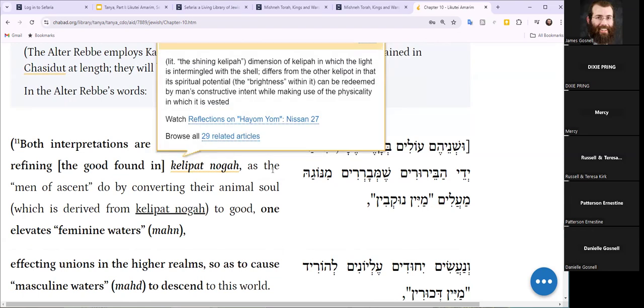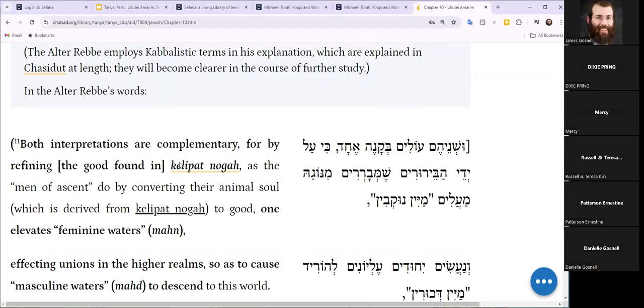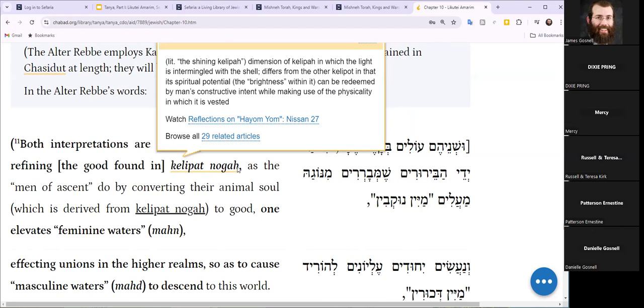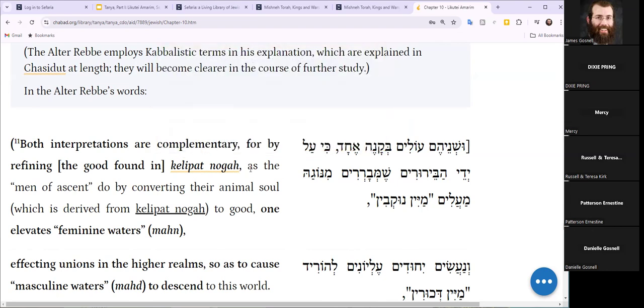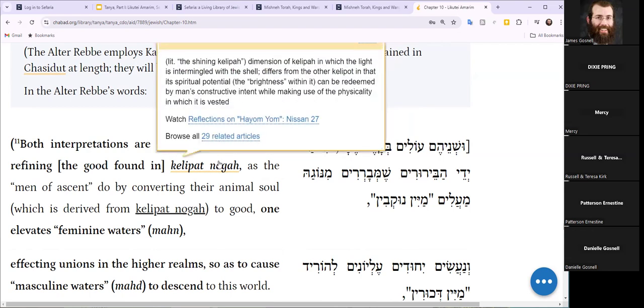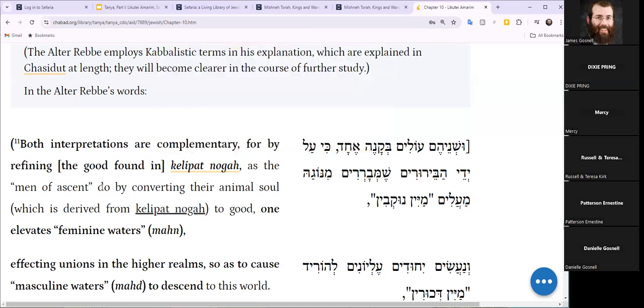So there are two types of human animalistic souls that derive from Klipat Noga, the Yisrael, the Jew, and the second would be certain types of non-Jews called Hasidei Umot HaOlam. And these animal souls, that's found in the blood, is what gives us a lot of our emotional traits and things like this. Those have potential to do goodness. Those have potential to be elevated, as the men of ascent do by converting their animal soul, which is derived from Klipat Noga, to good.